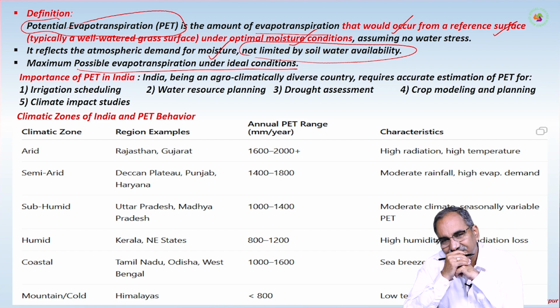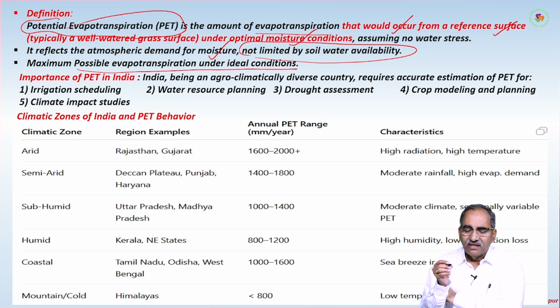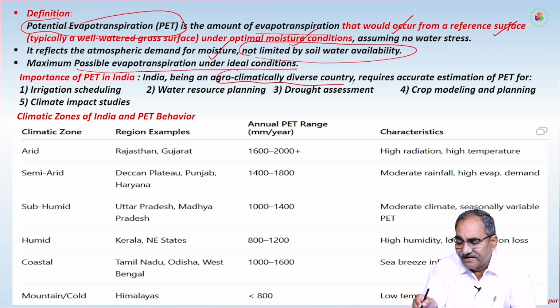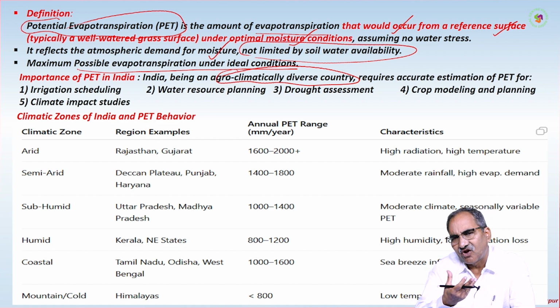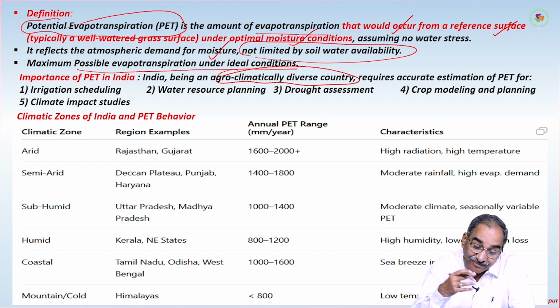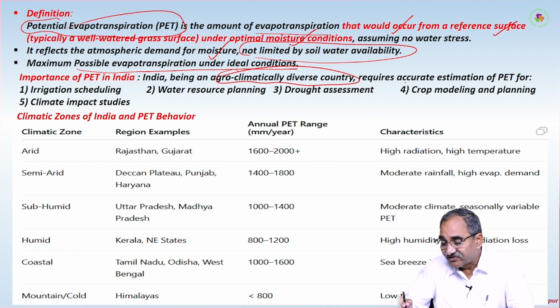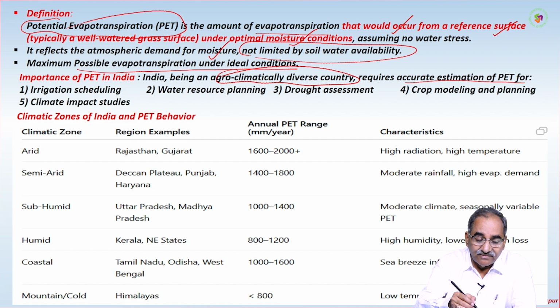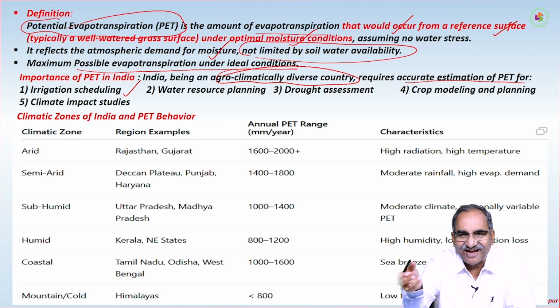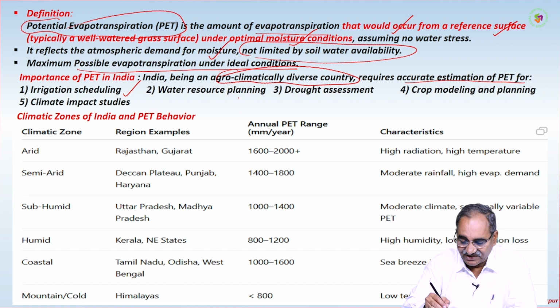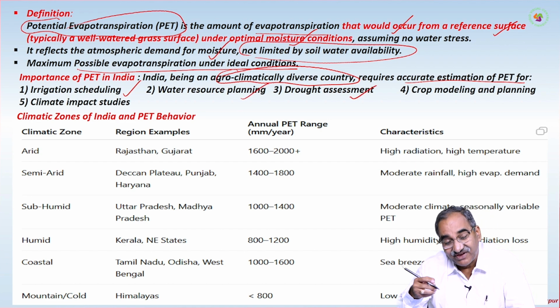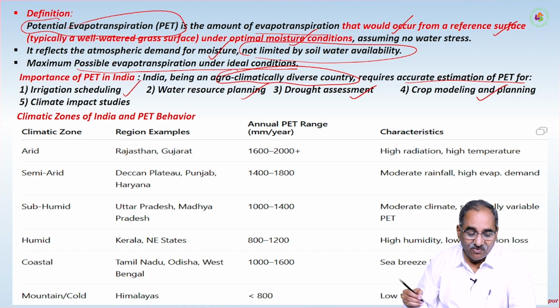What is the importance of PET? PET means potential evapotranspiration. India being an agroclimatically diverse country, the crops we grow are different and the climate is also different, so accurate estimation of PET is required. It is required for irrigation scheduling, how much water is required for any crop at what time. If you want to schedule it, naturally you require potential evapotranspiration. Also for the planning of water resources, drought assessment, and crop modeling.